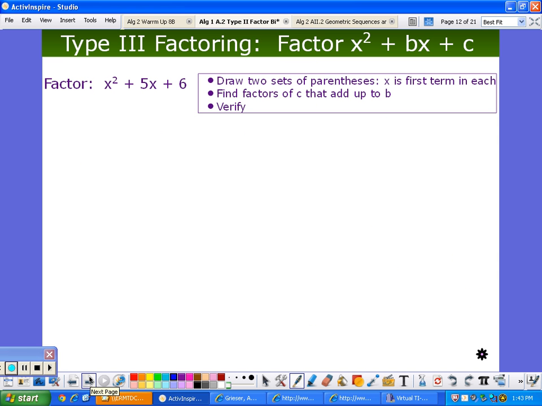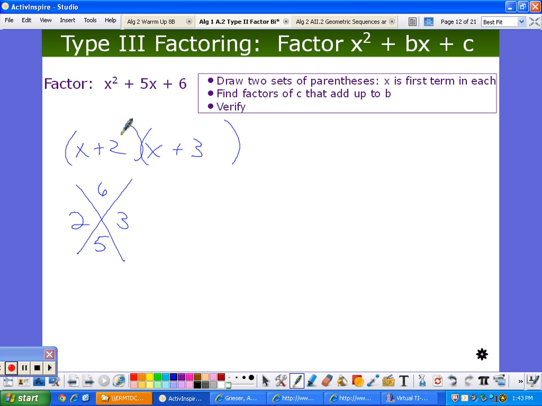x squared plus 5x plus 6. You draw your empty parentheses, you put the x and the x in. Two numbers multiply to 6, add to 5. We kind of did this one already. 2 and 3. Plus 2, plus 3. Done. x squared plus 3x plus 2x is plus 5x plus 6. Easy peasy.